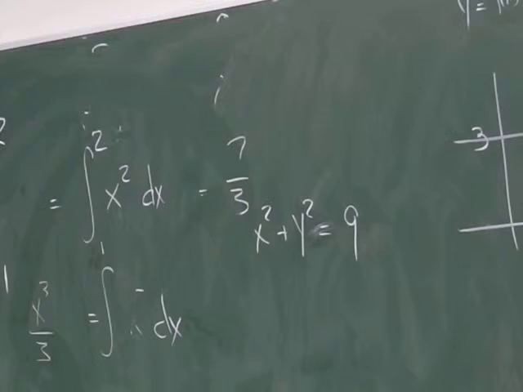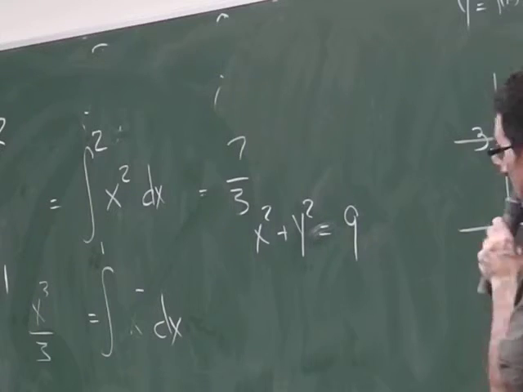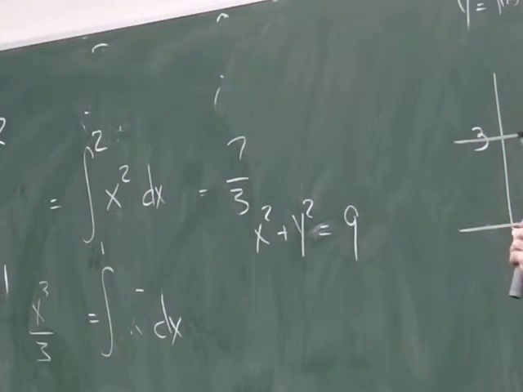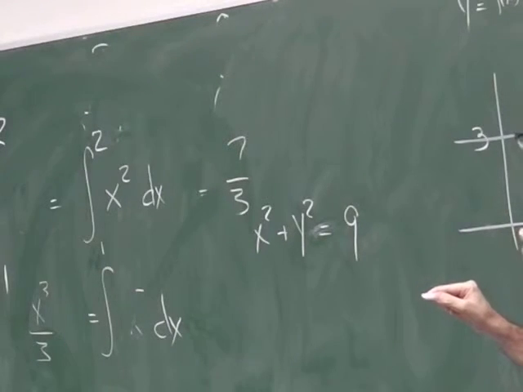What's the length here? 3. And what's the height here? 3. So what's the area of the rectangle? 3 times 3. Let's do it using our new way of doing it. We're not talking about a curve like this. I'm talking about a straight line for the curve. So what's the equation for that curve? Just y equals 3, right?